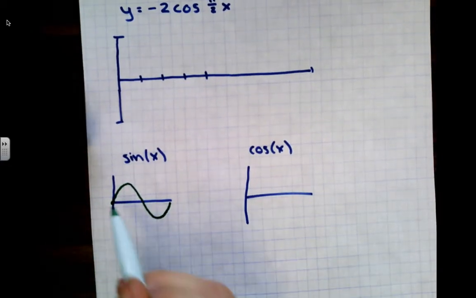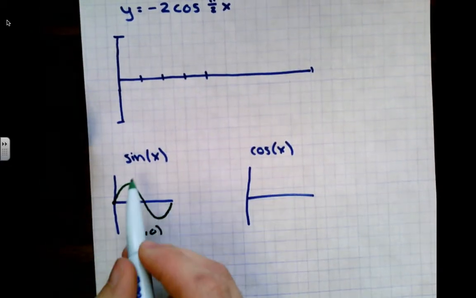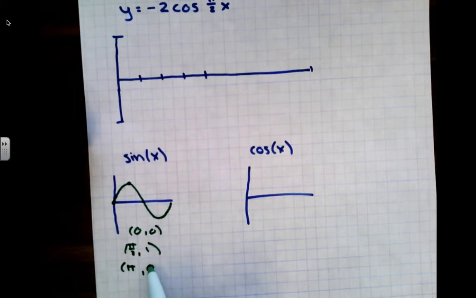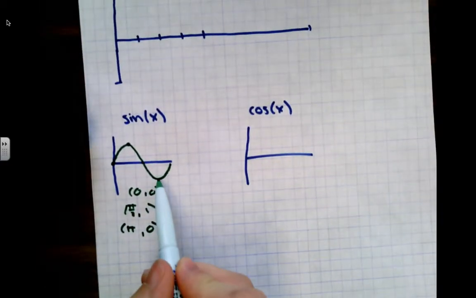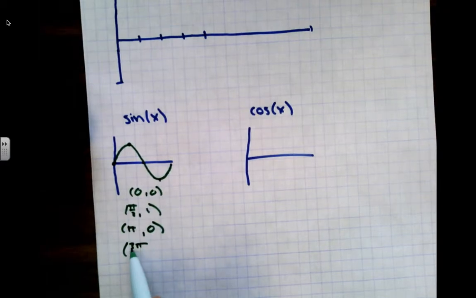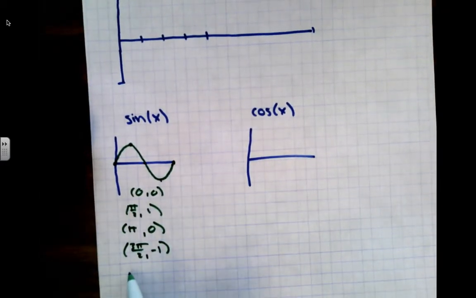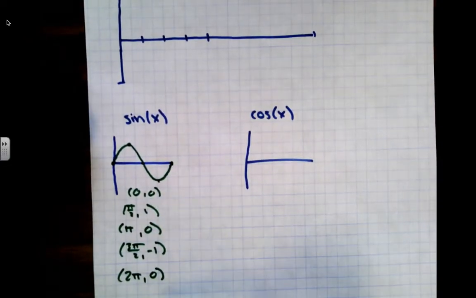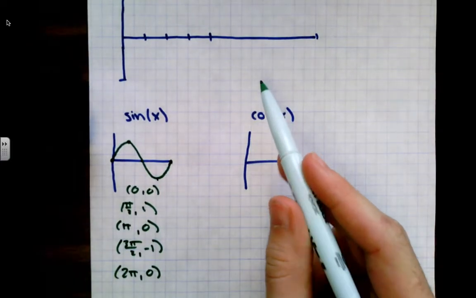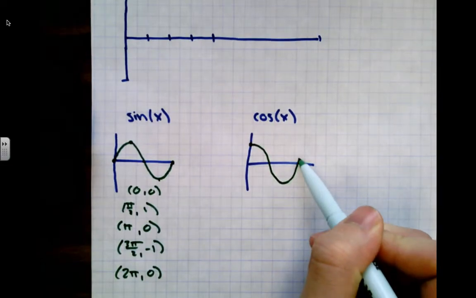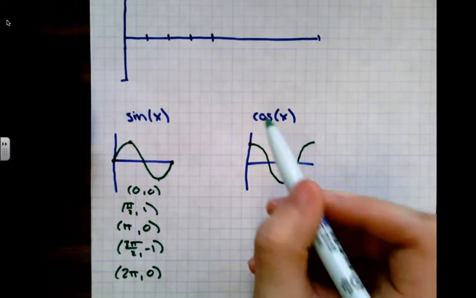You know, we have a critical value here at 0, 0. We have a maximum here of pi over 2, comma 1. We have a 0 here of pi, comma 0. Here we have a minimum of 3 pi over 2, comma -1. And then at the end of the period we have a 0 at 2 pi, comma 0. And it's going to be important to know these 5 critical values, especially when we look at more complex versions of these graphs.